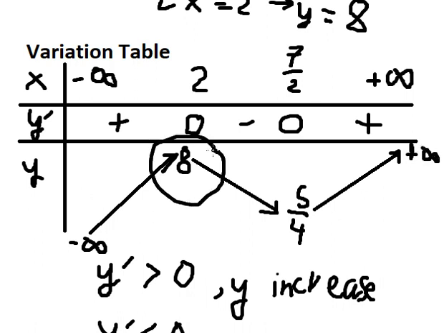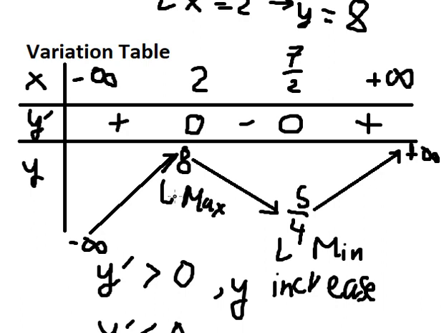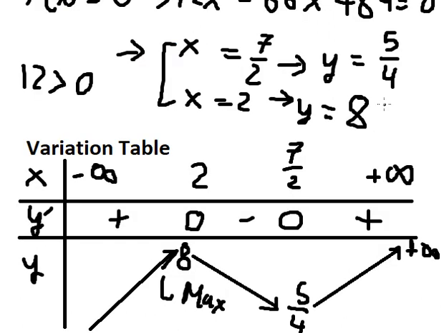So we can see that this point here is the local max. This point here is the local min. So based on the table, we can write the answer in here.